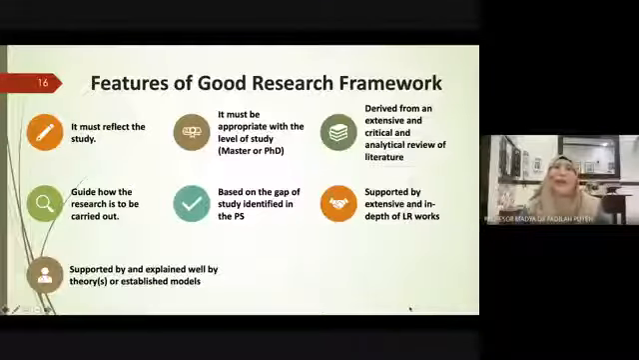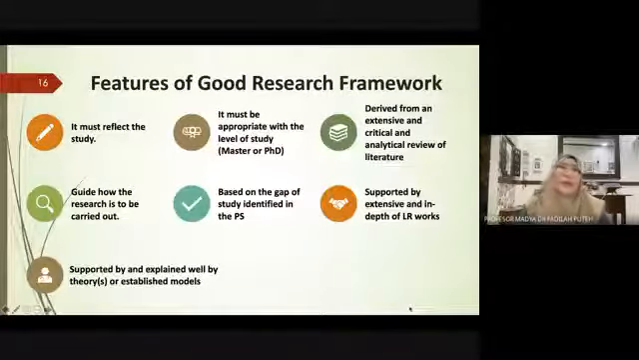Okay, let's take a look at the features of a good research framework. So all of you, dear students, you need to understand the features of a good research framework, meaning to say, how can you have a good research framework that is able to guide your research and, at the end of the day, help you to answer all your research objectives.